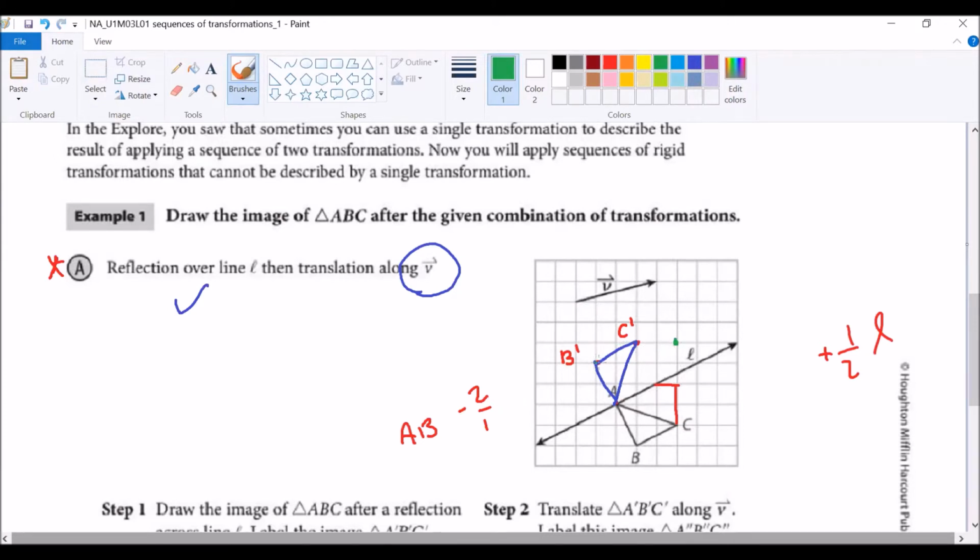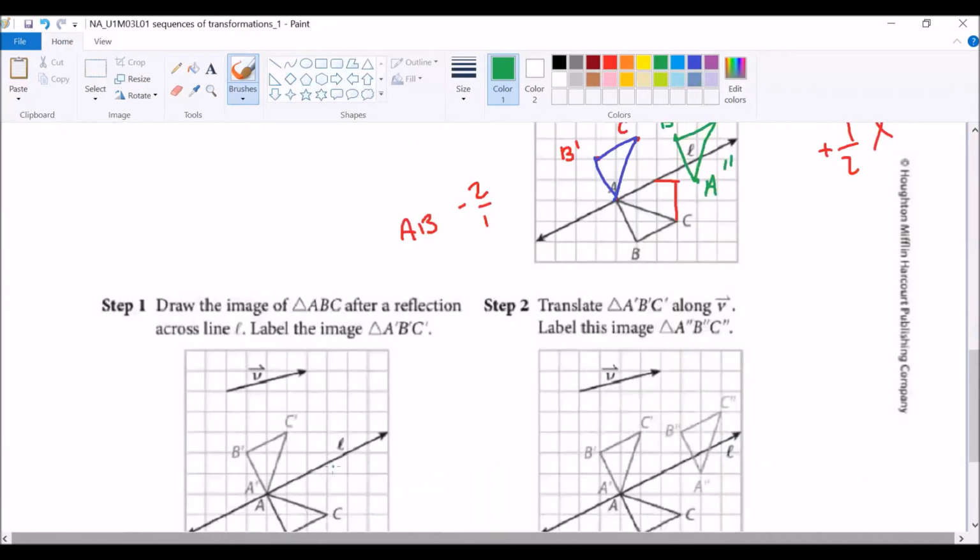And from B to C, it's up 1 over 2. Up 1 over, here's my new C. And A is going to go up 1 over 4. 1, 2, 3, 4. Here's my new A. This makes the new triangle. This is B double prime, C double prime, and A double prime. So we did that. Now let's see what else it asks us to do.